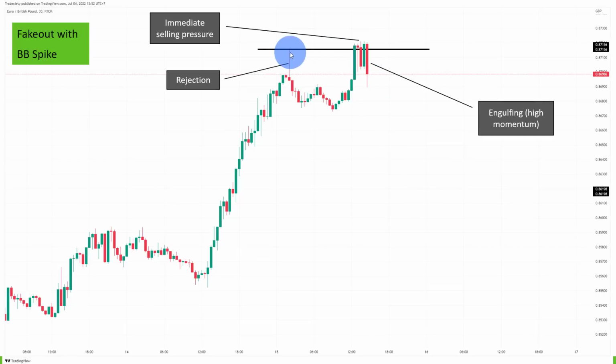A fake out is basically a breakout. So this candle is a breakout candle getting above the high, but then we're immediately coming back into the range here. And we see a lot of selling pressure come in.